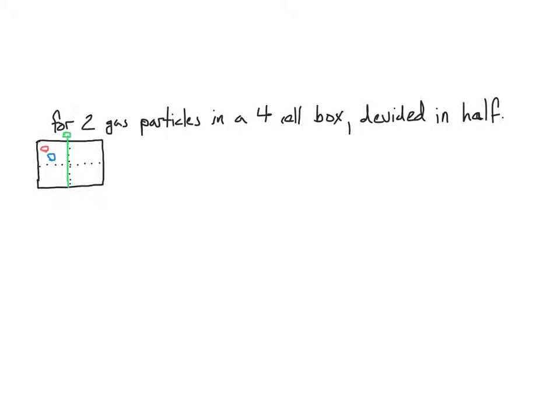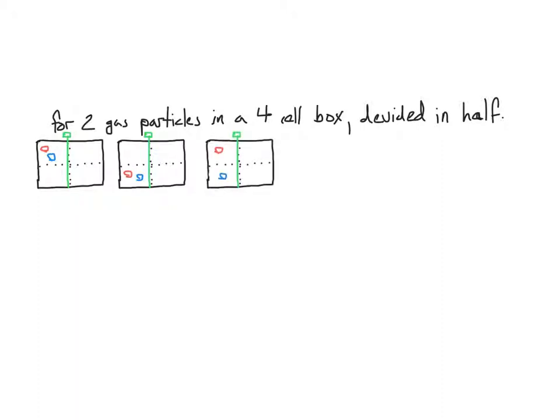The first configuration has both gas particles in the top left side. The next configuration that's equivalent energetically would have both particles in the bottom. The next configuration would have the red particle in the top region and the blue in the bottom. And the last energetically equivalent configuration would have the blue particle in the top and the red in the bottom. Here there are 4 energetically equivalent different ways the molecules can be arranged in the system.